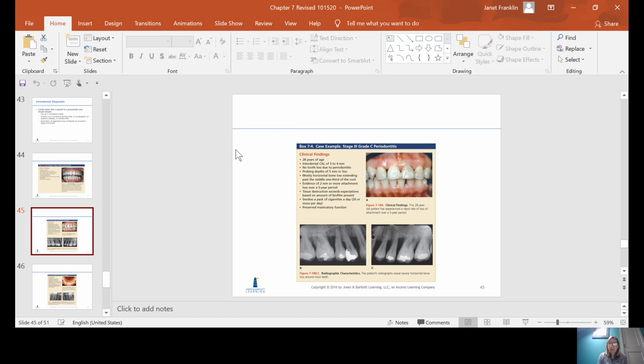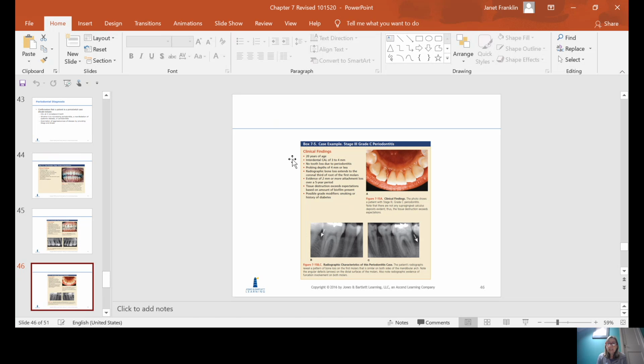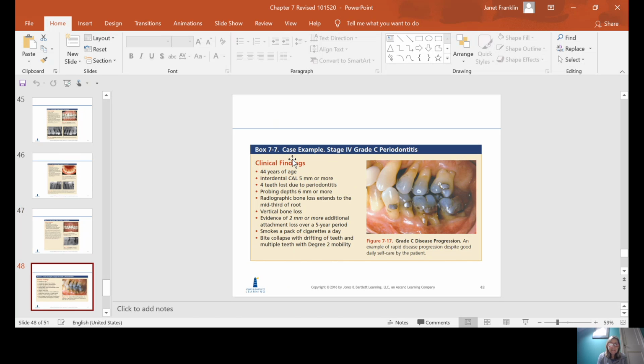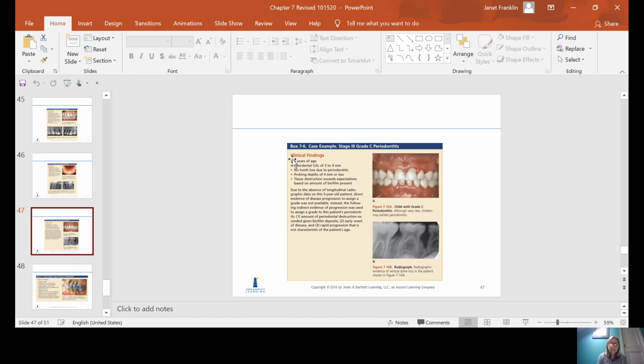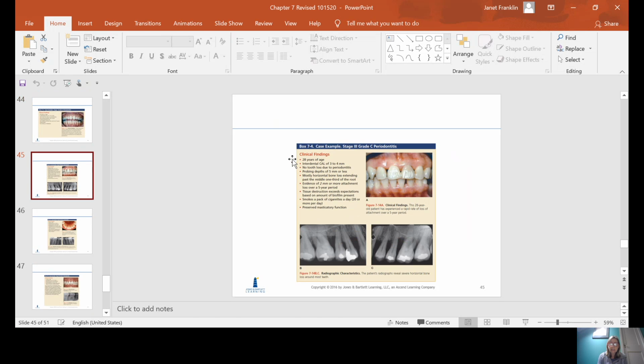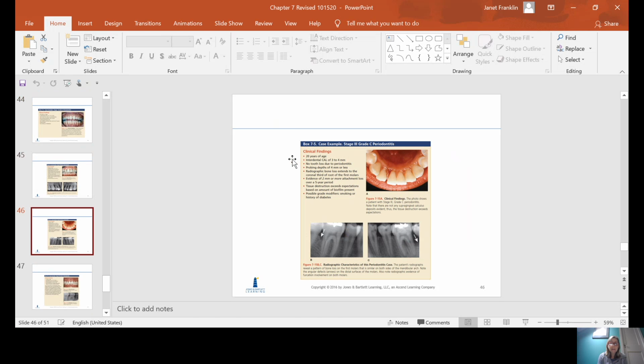We have an example of what a stage 3 grade C would look like. Here's another stage 3 grade C. And then here's the stage 3 grade C again. And these are all different ways that a stage 3 grade C can appear to us clinically. So if you look at each of these examples, they are all slightly different, with slightly different things, but they are all stage 3 grade C periodontal patients.